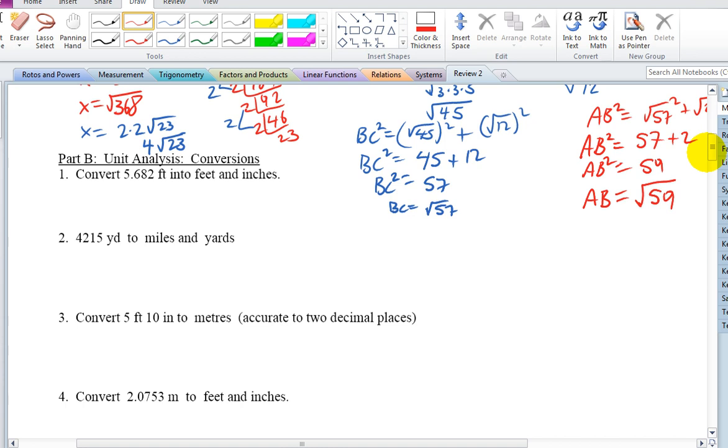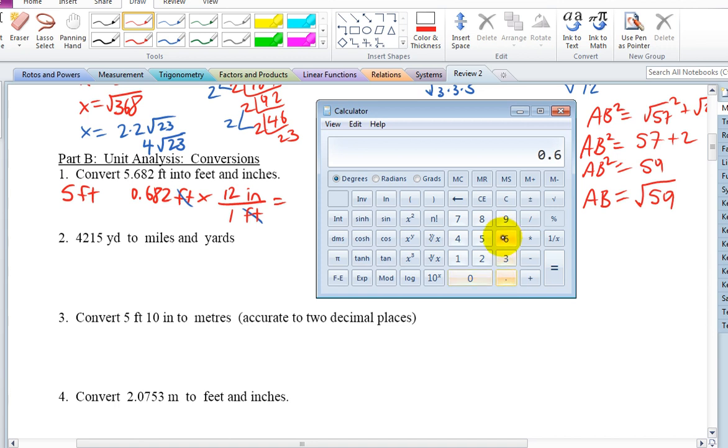So, what we're going to do is convert into feet and inches. We have 5 whole feet. We have to convert our 0.682 feet into inches. So, feet have to go on the bottom so they cancel out. And unit inches must go on the top because that's what we're converting to. Looking at the conversion factor from the back, it's 12 inches for 1 foot. So we're simply taking a decimal, multiplying it by 12, dividing by 1.